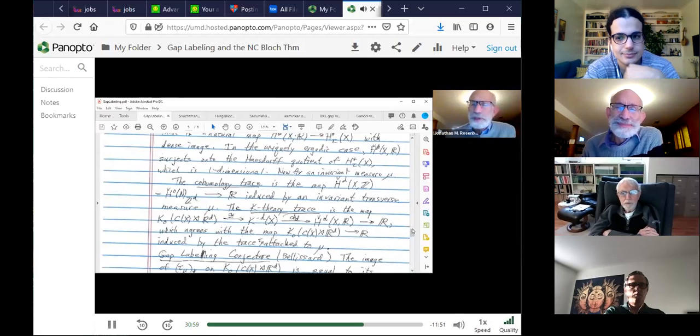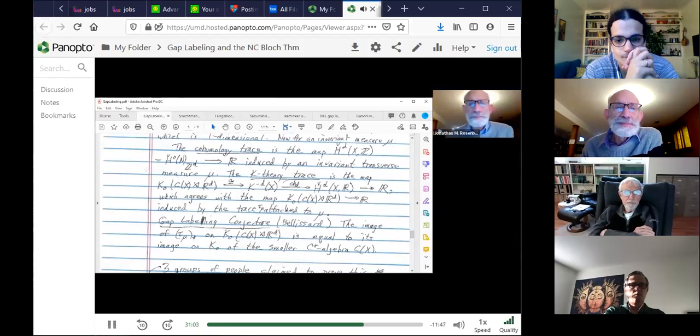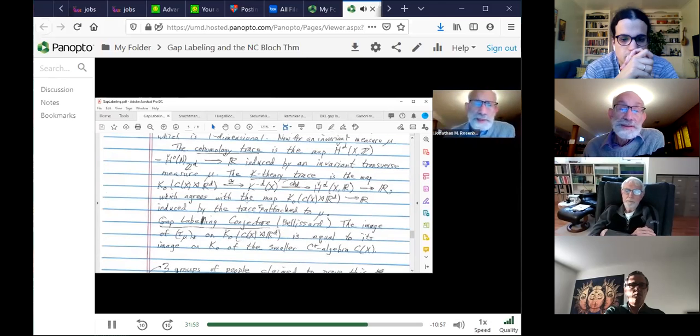So the gap labeling conjecture, which is due to Bellissard, is that the image of the K-theory trace, which is on the K-theory of this big C-star algebra, actually coincides with its image on the smaller subalgebra, which is just C of X. Notice C of X is sitting inside this whole thing here. And so if you take K0 of C of X, that's sitting inside K0 of the cross product, so to speak. And the rather surprising conjecture is that the K-theory trace on this big algebra just agrees with what it is on the smaller algebra. That means somehow or other, adding all this non-commutativity doesn't really add anything to the problem. And that's a little bit surprising, but it seemed to be borne out in a few basic cases that Bellissard tested, and so he made this conjecture.